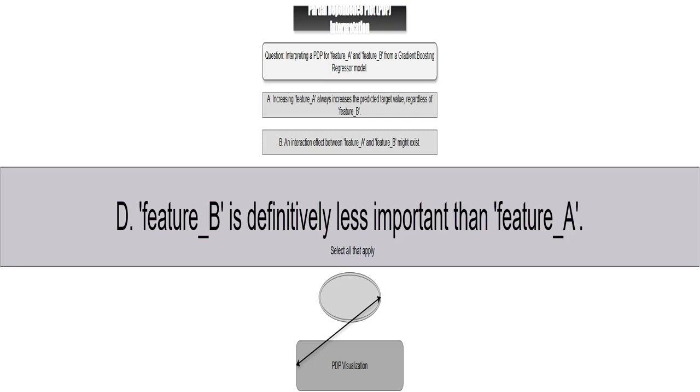This statement deals with feature importance. I need to consider that while feature_A might look more important in a simple sense, based on the PDP alone I cannot definitely say feature_B is less important. Feature_B could have a complex relationship with the target, even if its direct effect isn't as straightforward as feature_A.